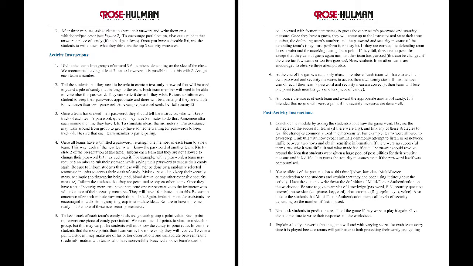After teams have made security measures, they can try to guess the other team's passwords and security measures in order to access their candy stash. If they are successful, the attacking team gains a point and the defending team loses a point. Announce when they have 1 minute left.